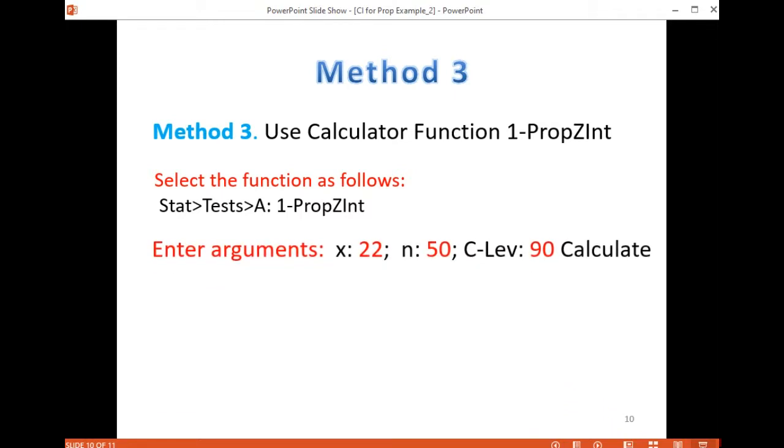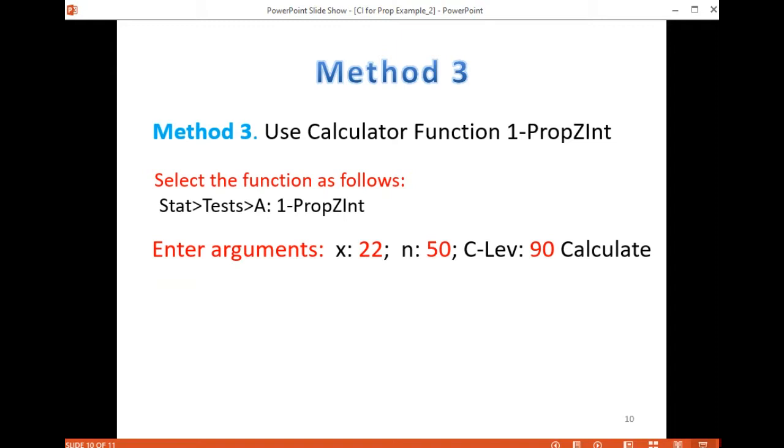All functions take arguments. So x is 22. I know you're wondering, where did the 22 come from? We never had 22 before. If you look back at the numbers that I asked you to write down, there was never a 22. So we'll talk about that in a second. n, we know, is 50. You just look at your little sheet that you wrote down in the book.